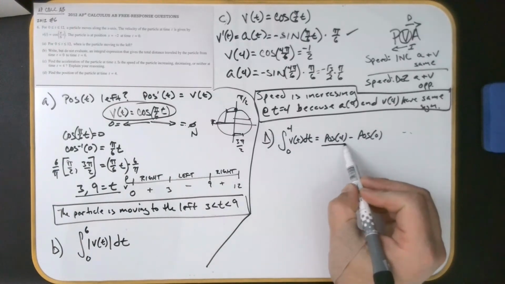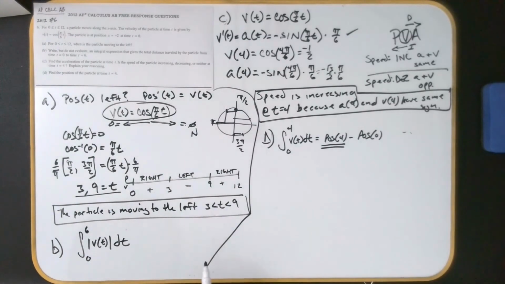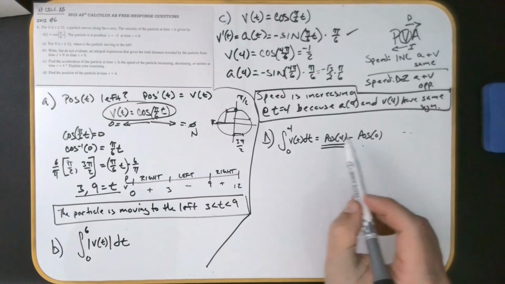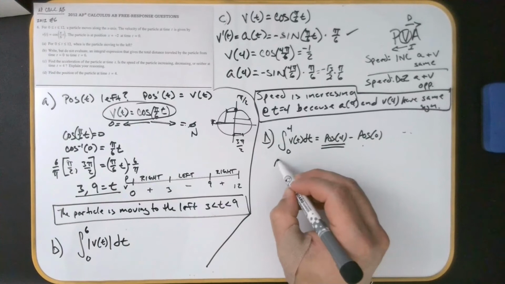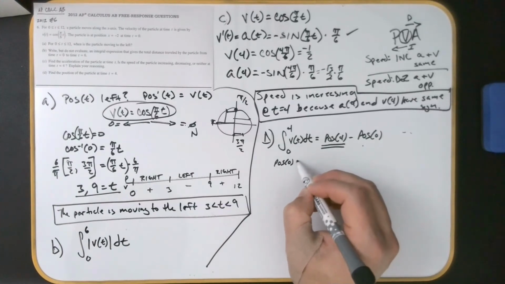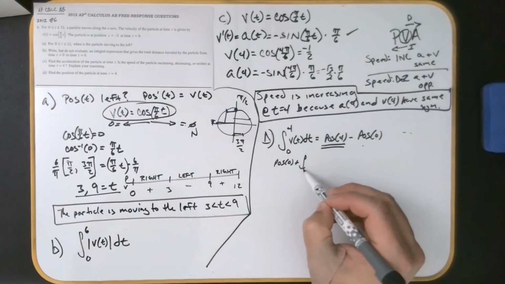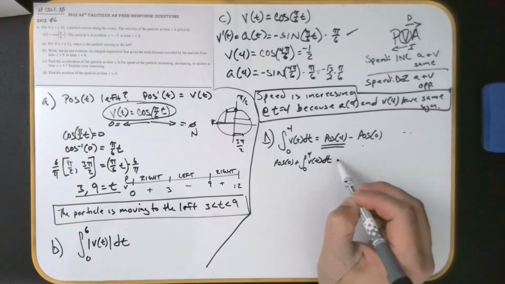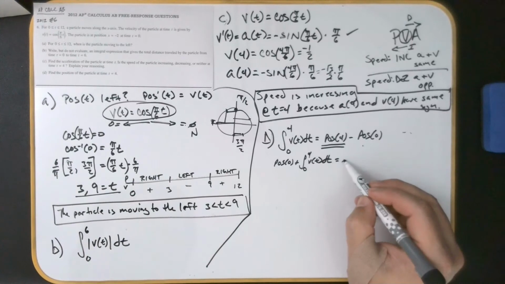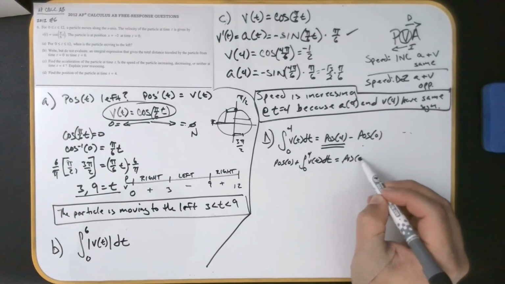So this is actually this spot right here. This is what the problem wants to know. So I'm going to take my initial position and add it over here to isolate that. So I'm going to say, okay, whatever the position is at 0, we're going to add the integral of 0 to 4 of v of t dt, and that should equal the position function at 4.